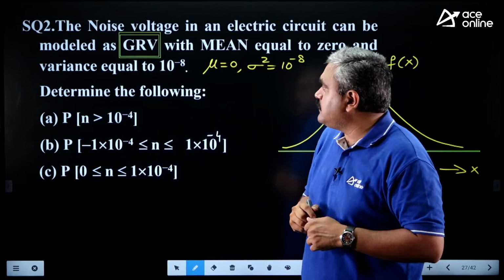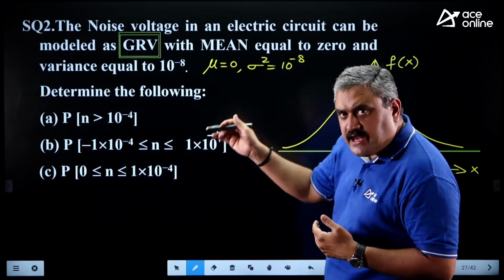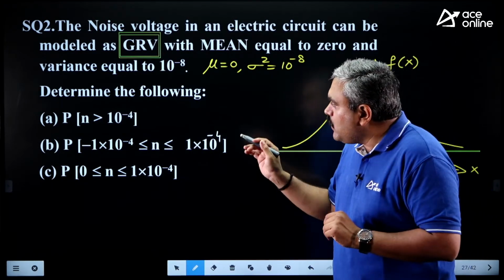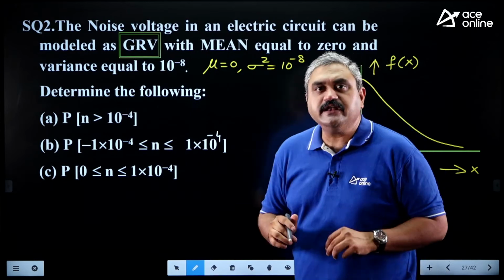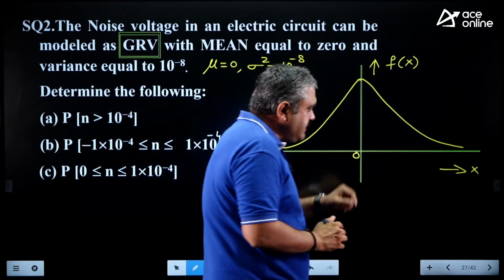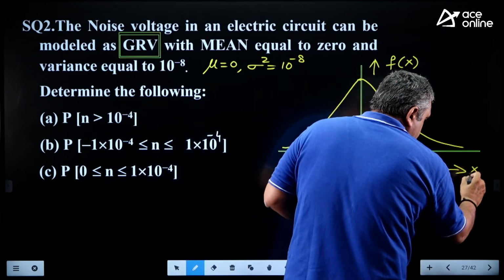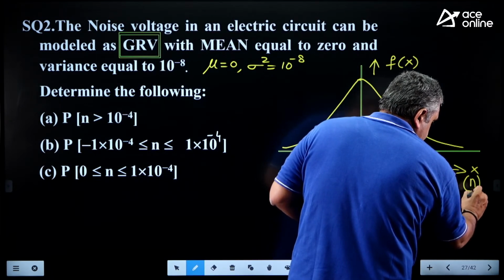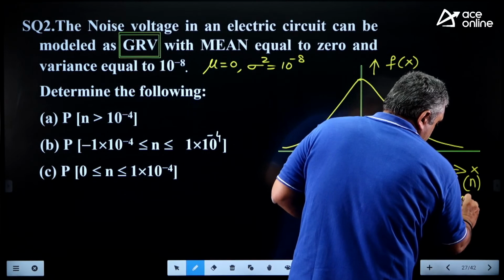Now what question is he asking? You can get any of these bits in your exams, so that's the reason I have taken all 3 bits. What is the probability that noise is greater than 10 power minus 4? So your x, whatever random variable you are writing here, is actually given to you as noise n. So it is taking the form of noise.